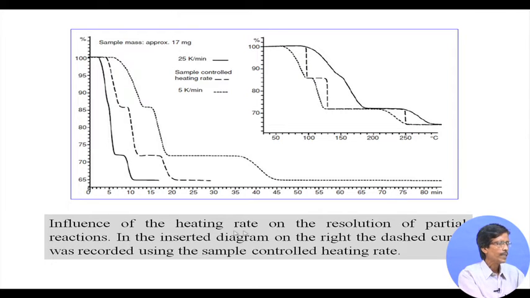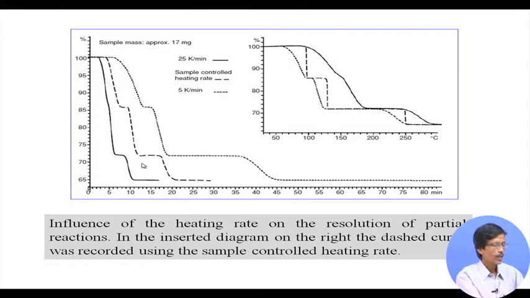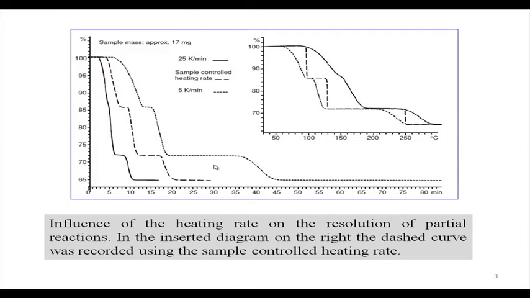So, the influence of the heating rate on the resolution of partial reactions. If we change the heating rate, we will have better resolved reactions. If two steps are overlapping, we can find two different steps, which is otherwise not possible when we have overlapping steps at very closely spaced temperatures. This inset tells us that the diagram on the right, the dashed curve, was recorded using the sample controlled heating rate.